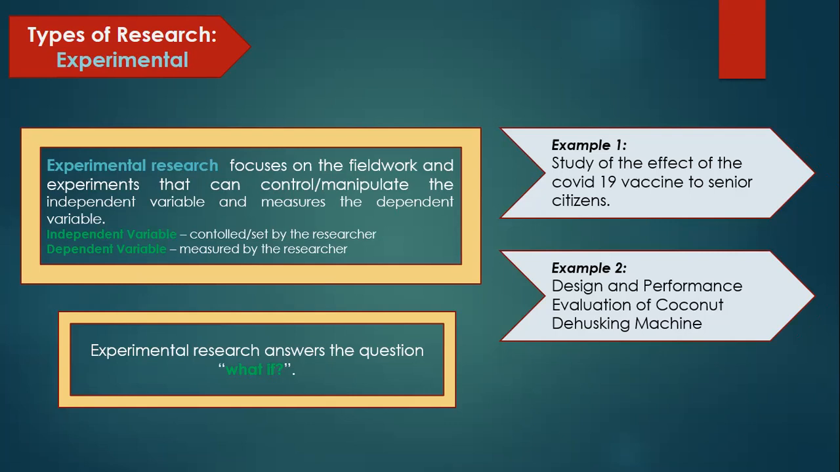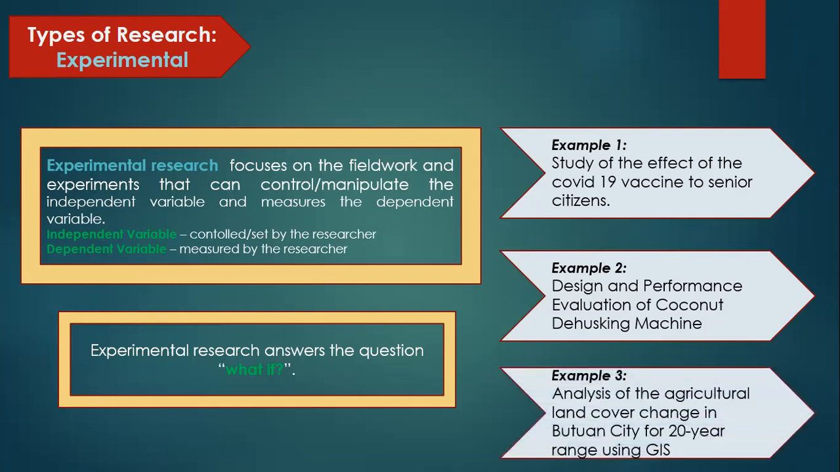So it's experimental research. The third example is the analysis of agricultural land cover changes in Butuan City, for example, for a 20-year range using GIS. So you have applied GIS for this study, and then you set the independent variable and dependent variable. Whatever things you have measured are dependent variables. So it's experimental research.